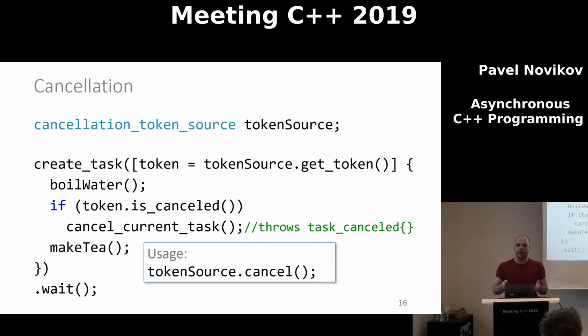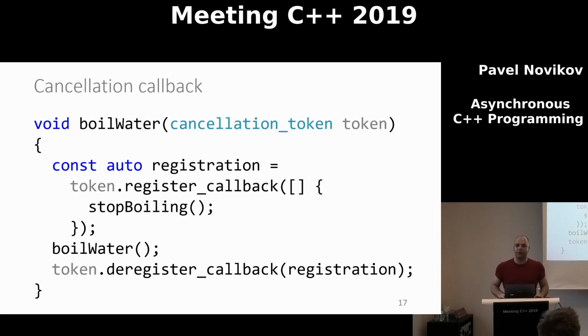If it tells us that we can continue, we can do some useful work. There is another great feature about that. We can register a callback that is called when it is requested to cancel. So we register our improvised stop boiling call that stops asynchronous boiling of the kettle, and then we start the actual boiling process. It is a synchronous process, but we can cancel it asynchronously. It doesn't return anything until it is done.